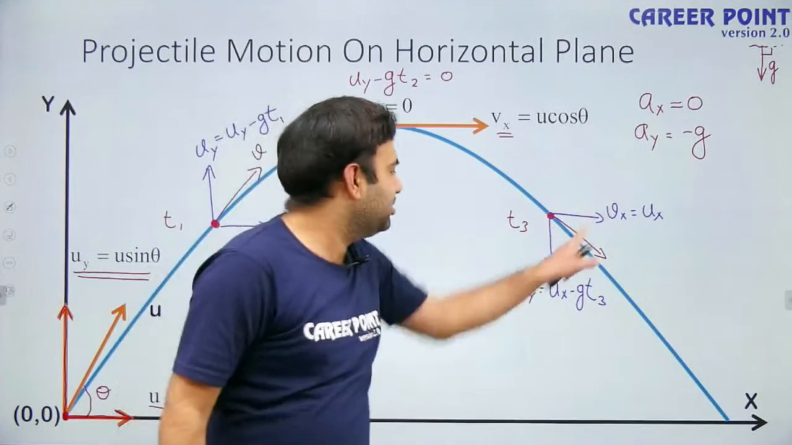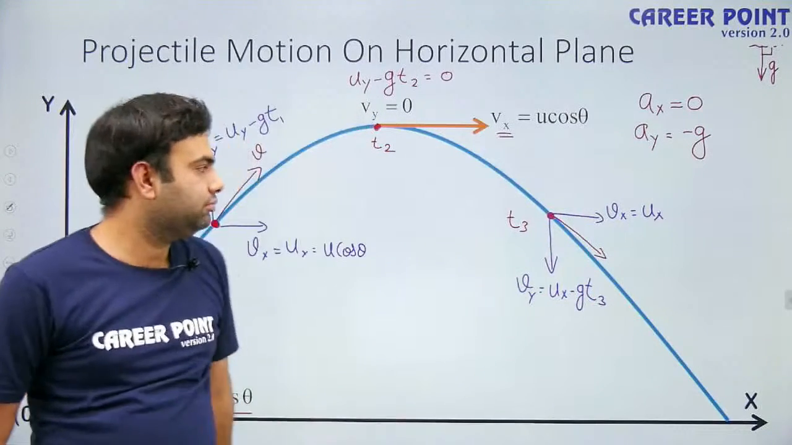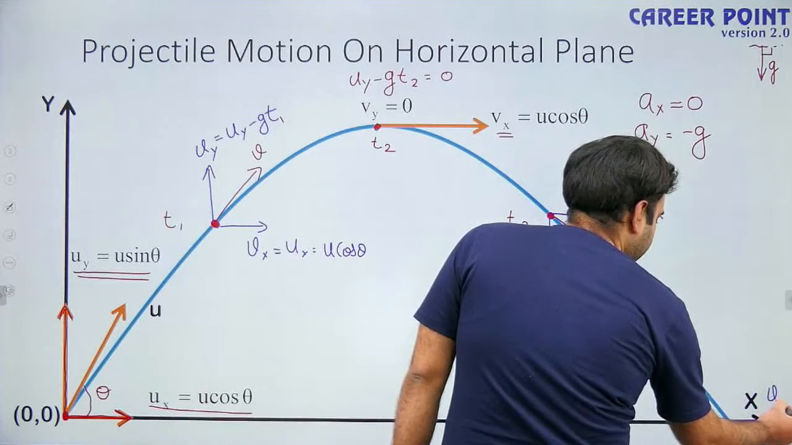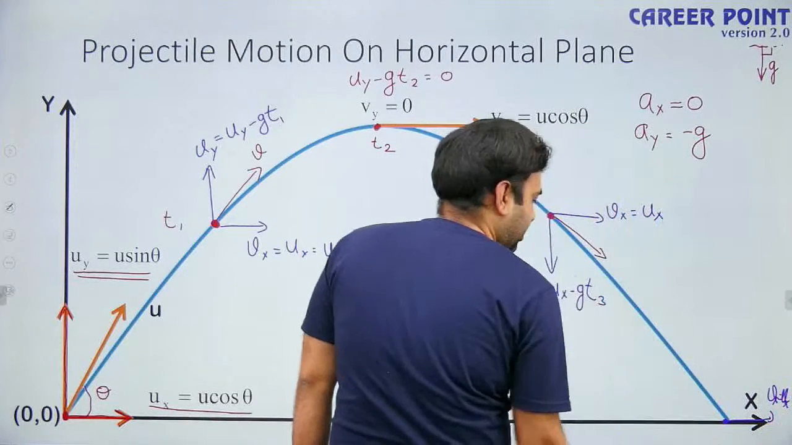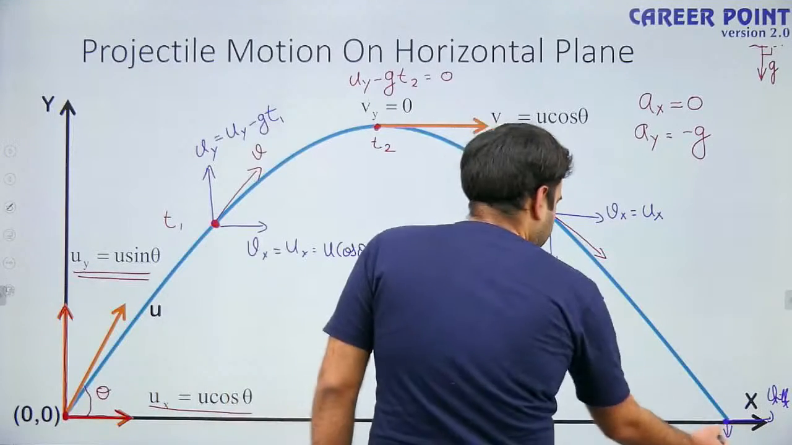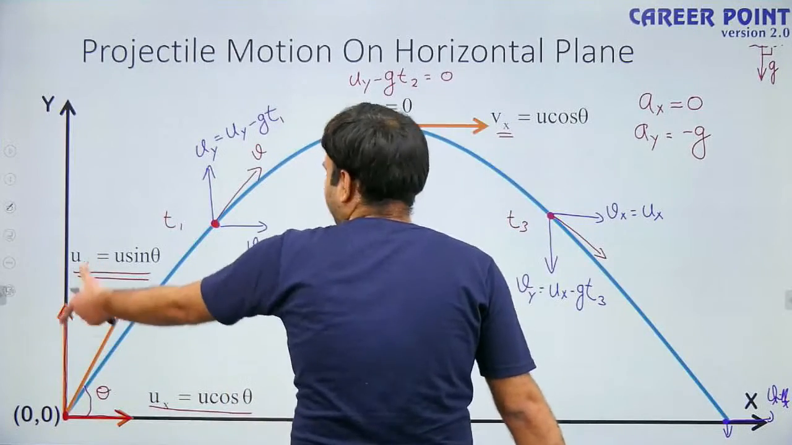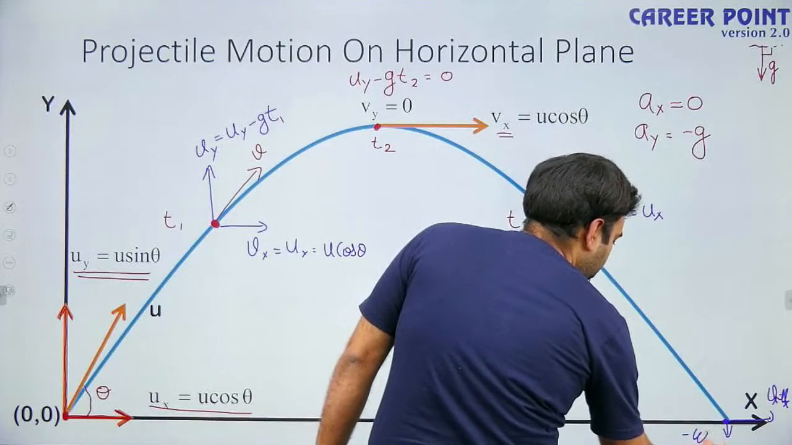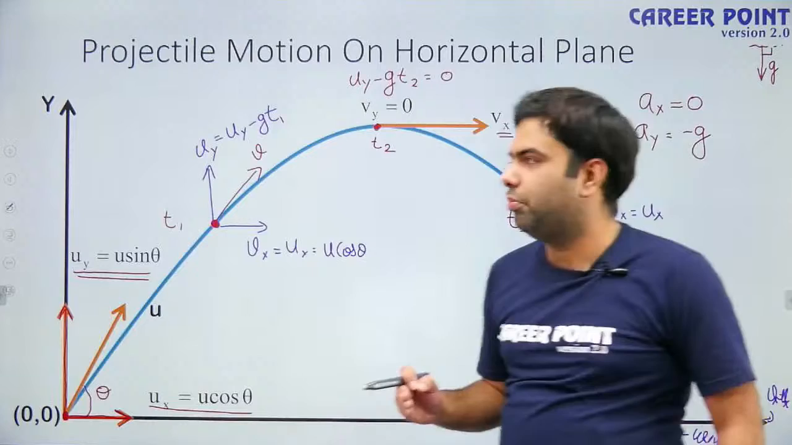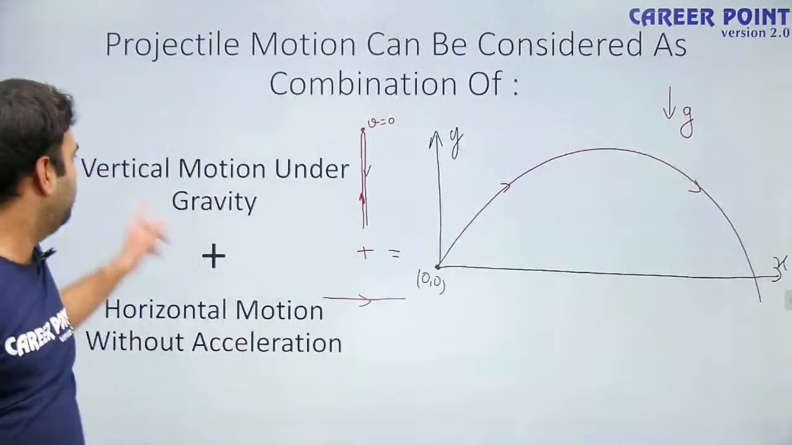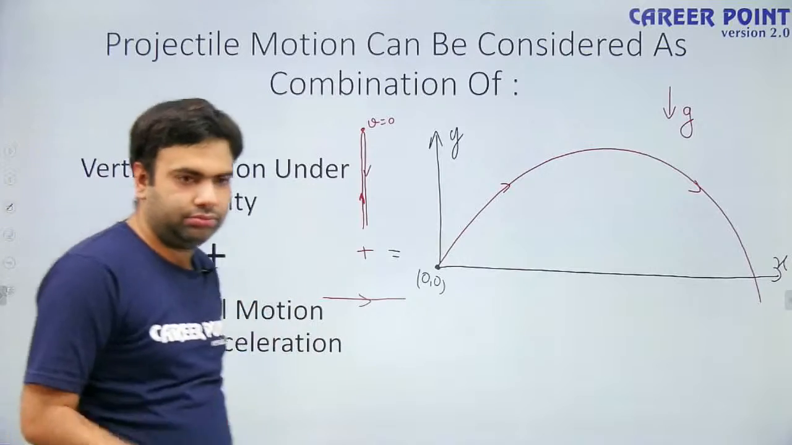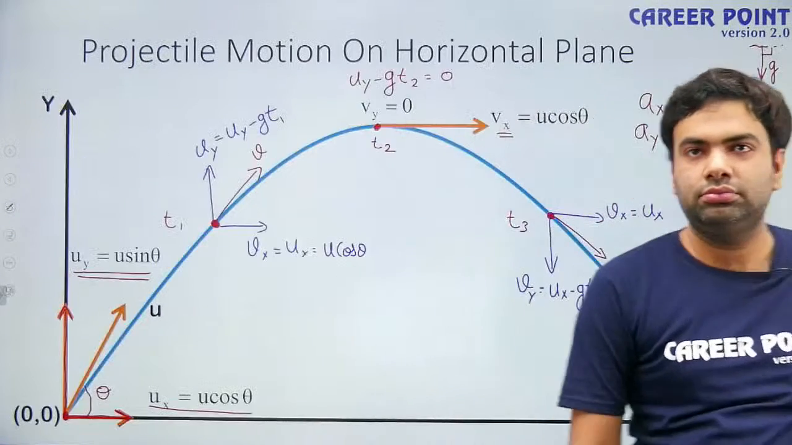At last, velocity in x direction is the same as initial velocity in x direction, and velocity in y direction is equal to the negative of initial velocity in y direction. That means minus u sine theta. So this is the projectile motion, which is the combination of vertical motion under gravity and horizontal motion without acceleration. Is it clear to all of you?